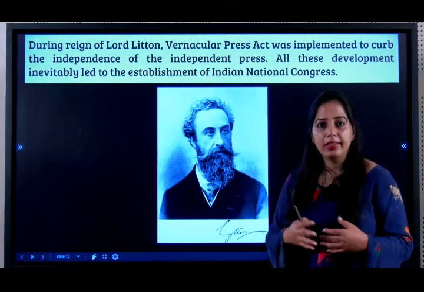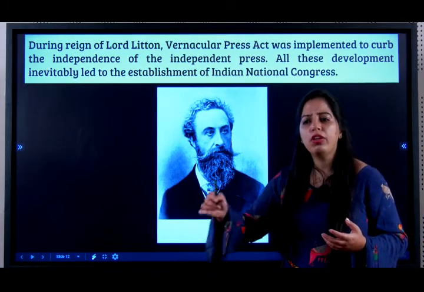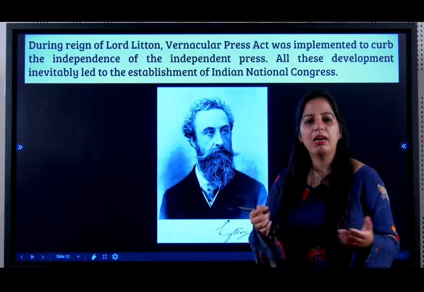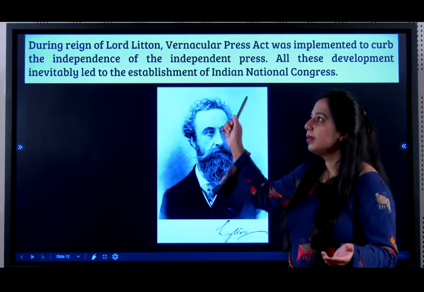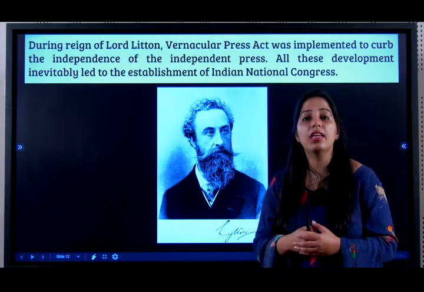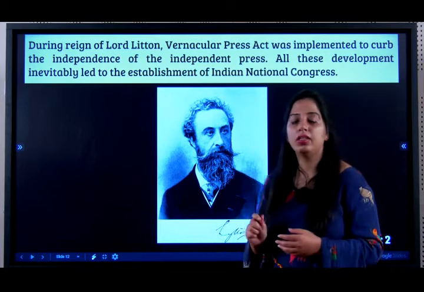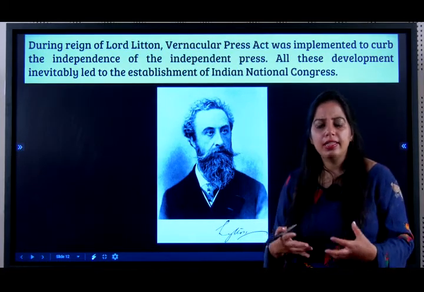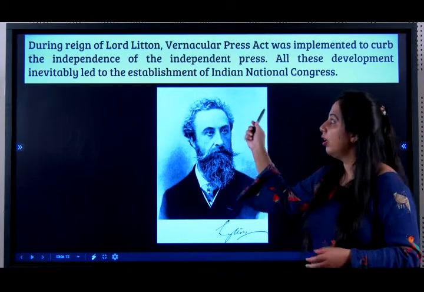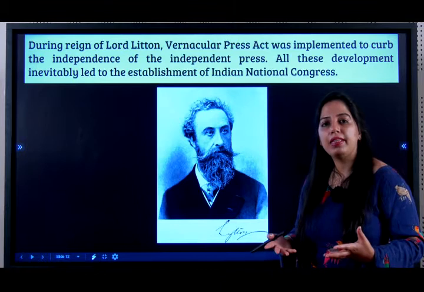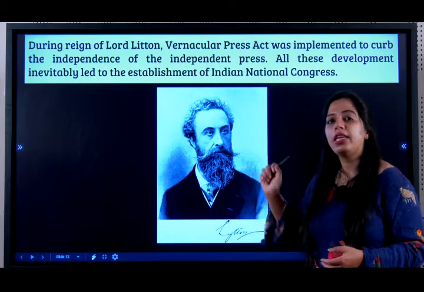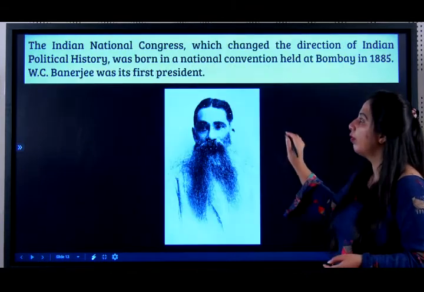According to this act, the freedom of press, freedom of whatever you wanted to write, if there is a law passed by the government and you want to criticize it, you are allowed to freely criticize it. But as per this Vernacular Press Act, this independence of press was taken away or curbed. So as a result, Indians were unhappy. So they formed this association to show their unhappiness, to protest in a legal way against the British rule. And so the Indian National Congress was formed.